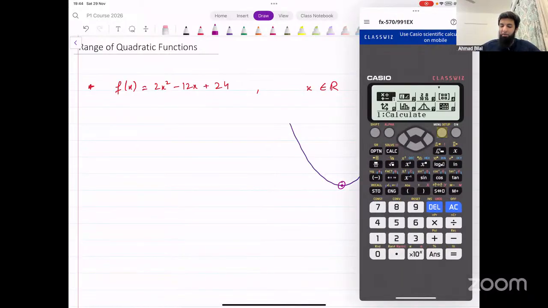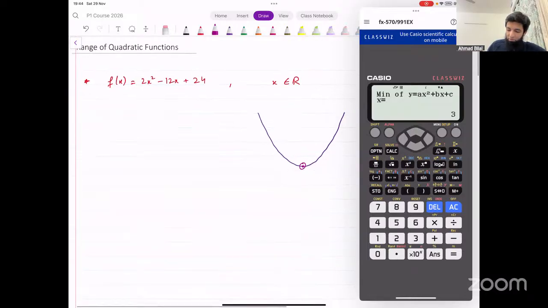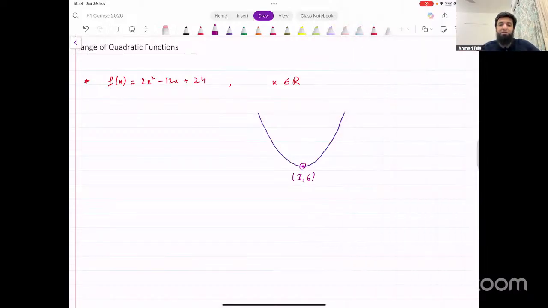Just put this on a calculator, the versions that I recommended. So in this case, go to the equation function, polynomial, degree 2. Just input this function and you get 2, minus 12, and 24. The x coordinate of the turning point, that is 3. The y coordinate, 6. So the turning point has these coordinates, 3 and 6.